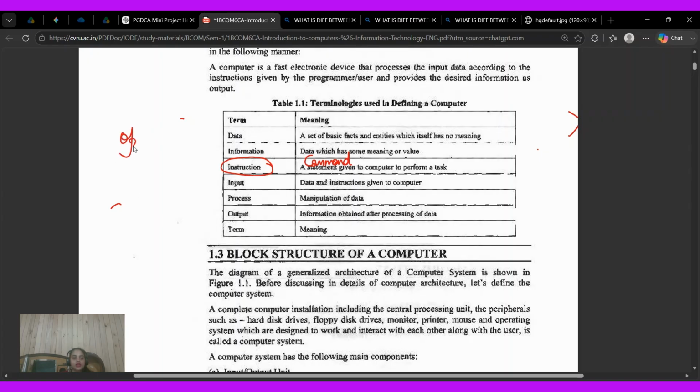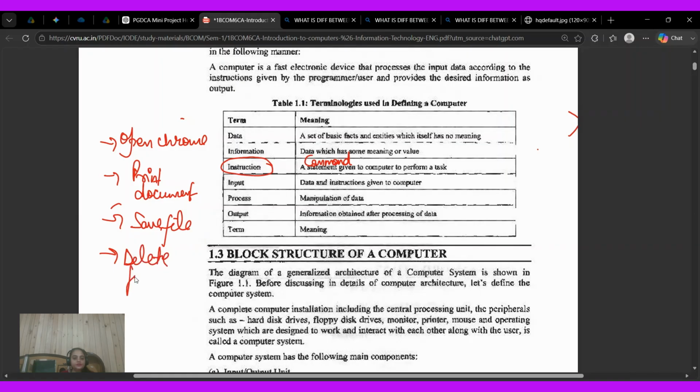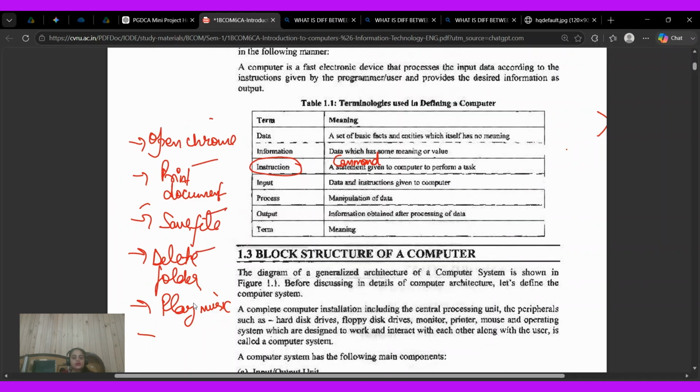Example: you say open Chrome to the computer, you give the command print document, you use the command save file, delete folder, or play music. All these are instructions, commands given to a computer to perform a task. If your mother says bring water, this is an instruction. Computer also works using instructions.